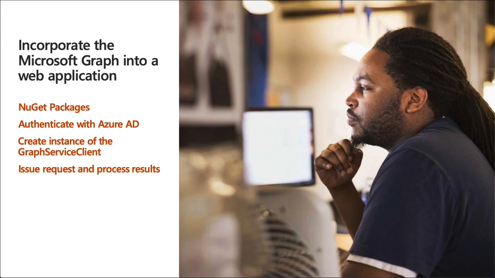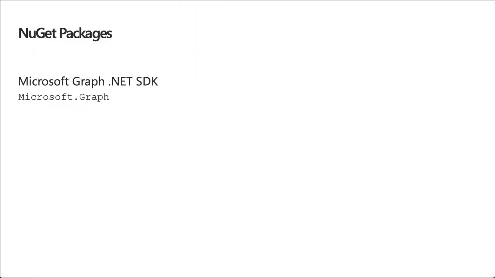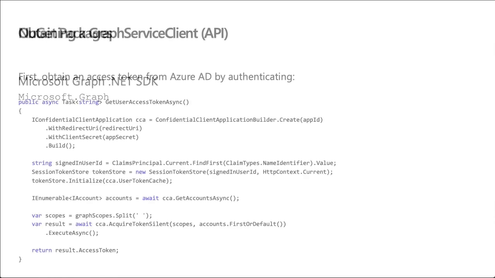We're going to talk a little bit about the NuGet packages that we're going to need in order to talk to the Microsoft Graph, a little bit more about authenticating with Azure AD, and then we're going to look at how to create an instance of the GraphServiceClient. The Microsoft Graph .NET SDK is made available to us through a NuGet package, and you can find that by just looking for Microsoft.Graph. It has a dependency package associated with it, but it'll install that when you install the NuGet package.